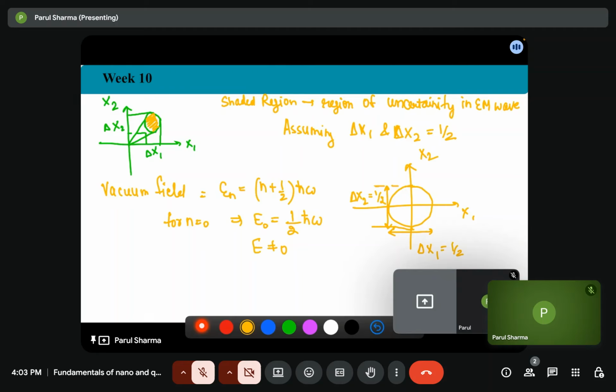So suppose we are considering vacuum, where there is no photon, but even then there is some energy that we call the zero point energy.